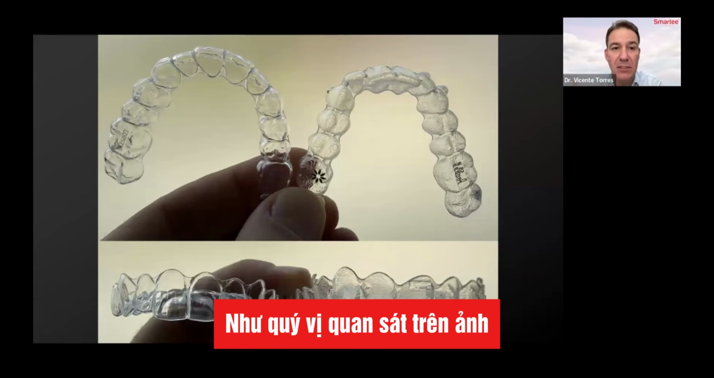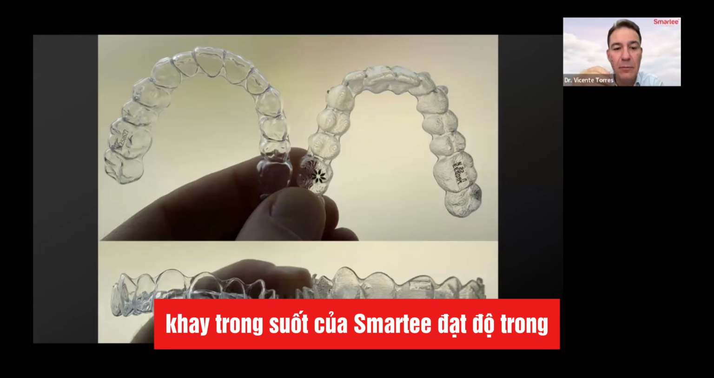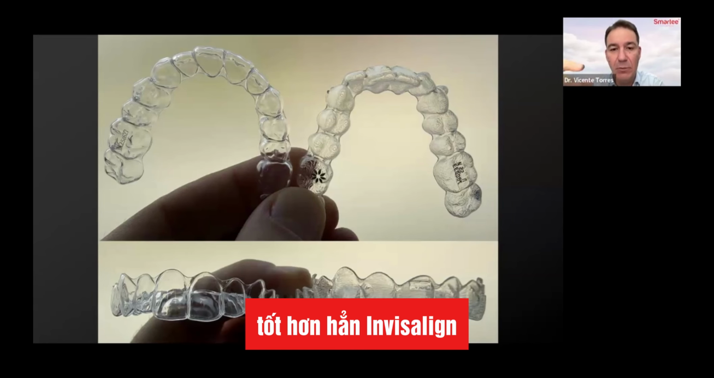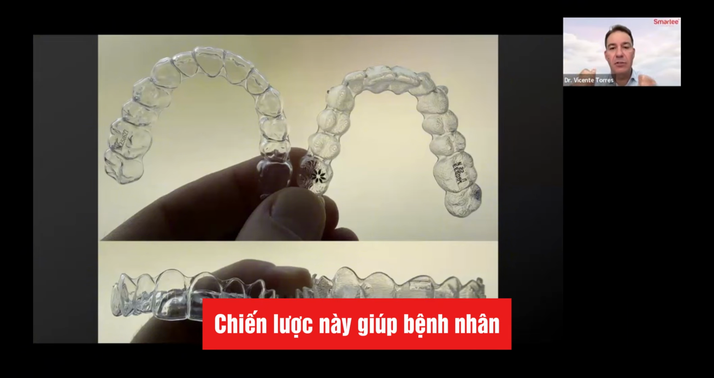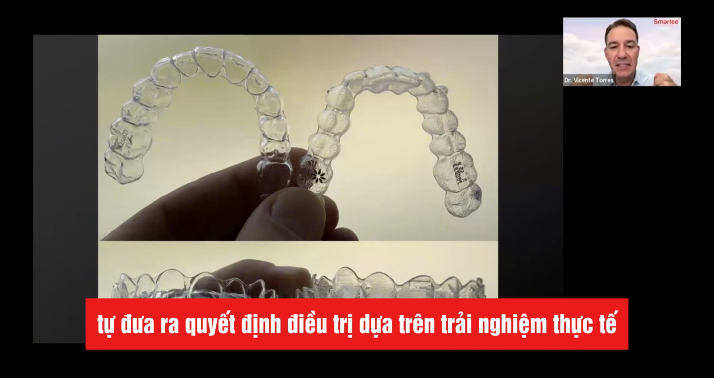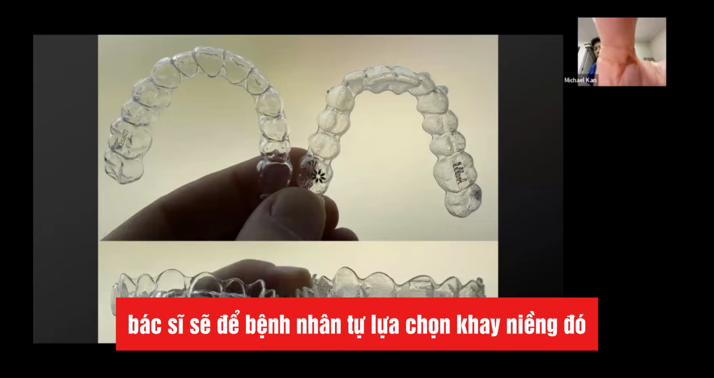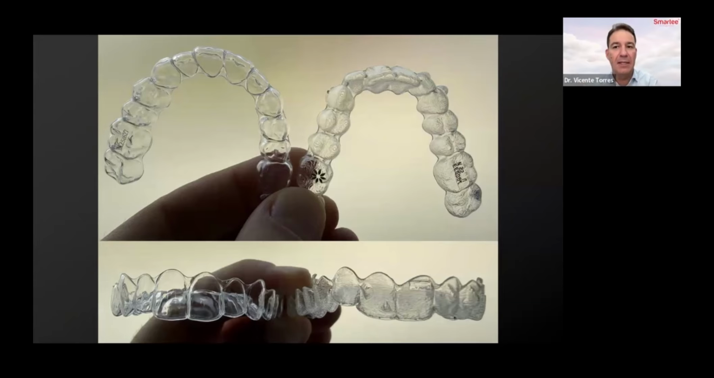In fact, you can see this picture here. The clear line shows that the Smartee is clearer than the Invisalign. So this is one of the things that I do: I give the aligners to the patient, and the patient makes the decision. You are not selling the treatment. You let the patient choose.